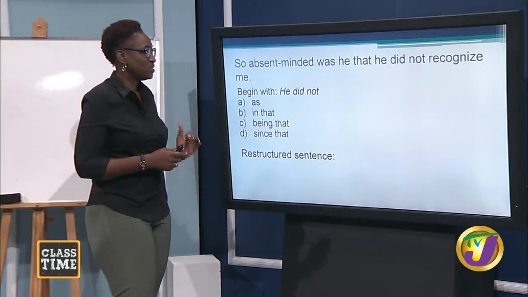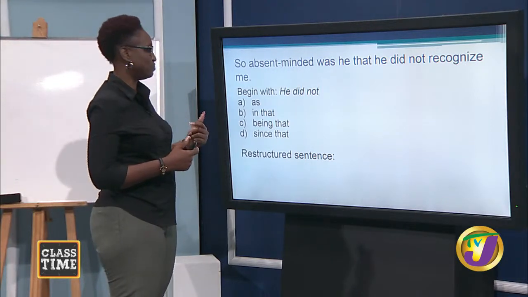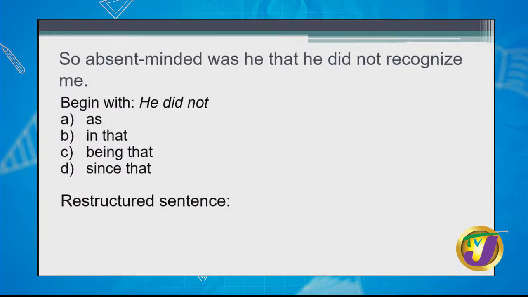So absent-minded was he that he did not recognize me. Now, what you're going to do is start the sentence with a different phrase. So instead of so absent-minded was he, you're going to start it with he did not. But you want to still keep the meaning that he did not recognize me for some reason or the other. So if you start with he did not, what should follow it? And because of what follows it, what should you include? So would your new sentence include as, in that, being that, or since that?